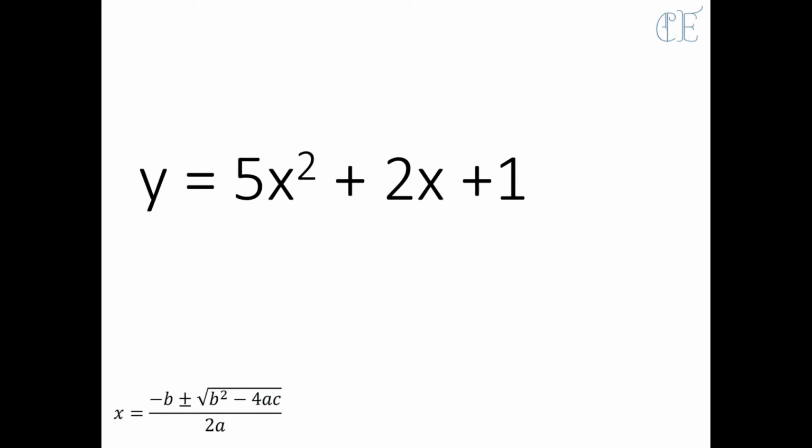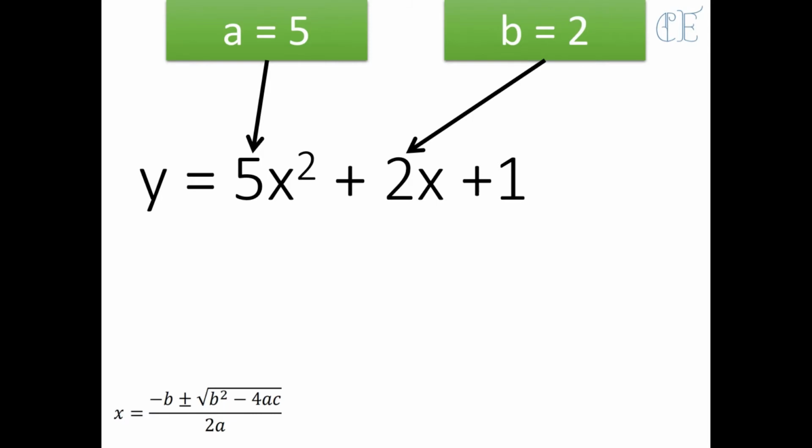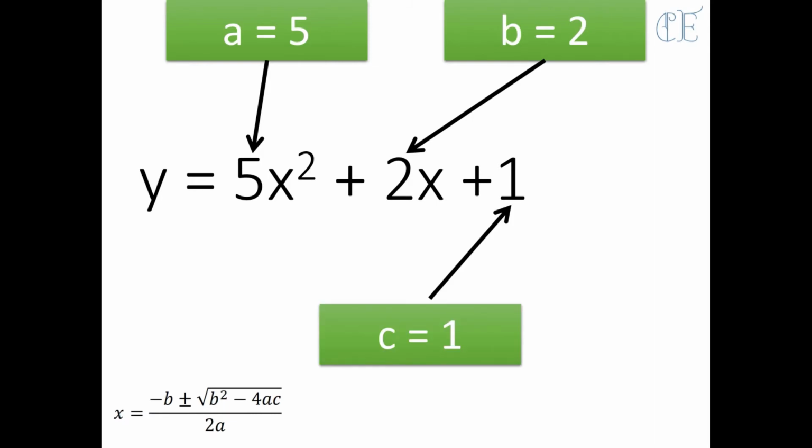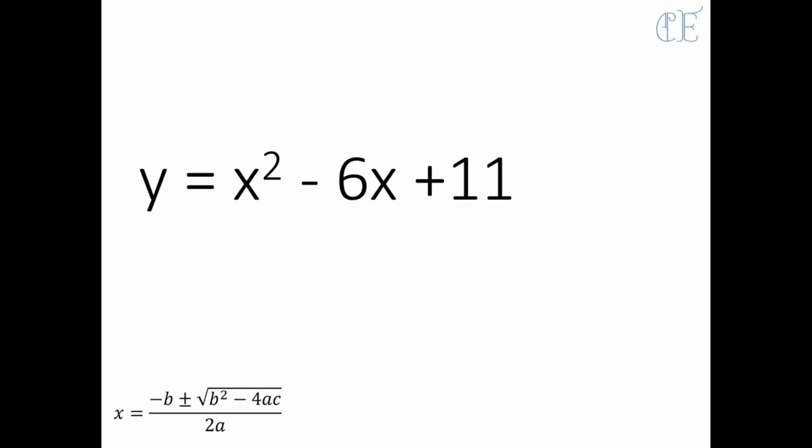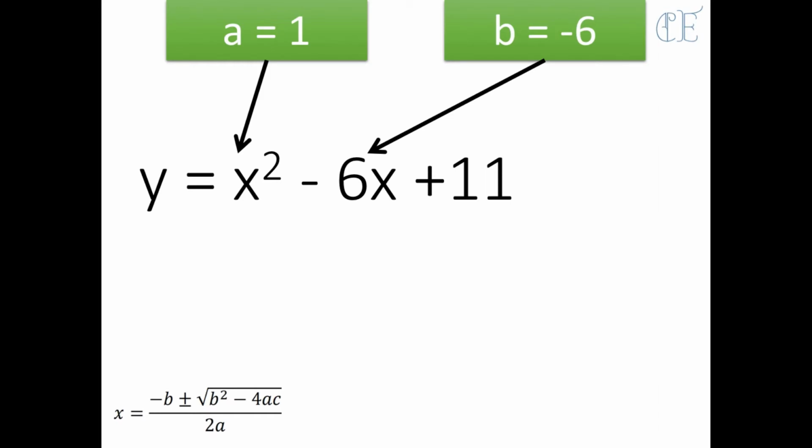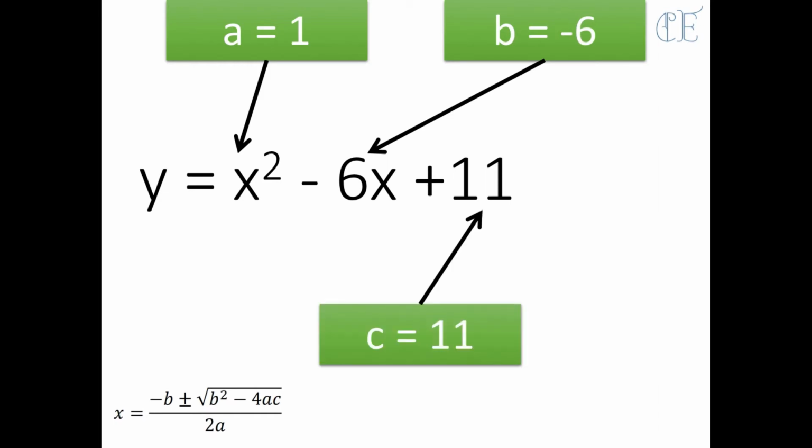Here's another example. 5x squared plus 2x plus 1. A is 5, B is 2, and C is 1. X squared minus 6x plus 11. In this case, A would be 1 because we only have 1x squared. B would be minus 6, and C would be 11.